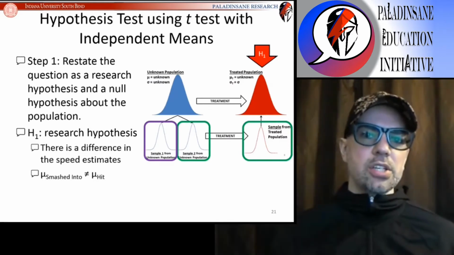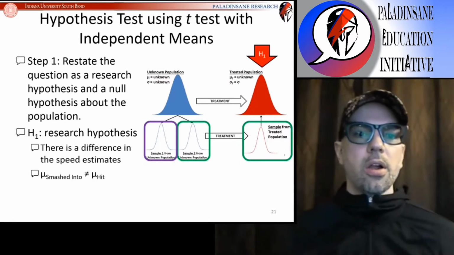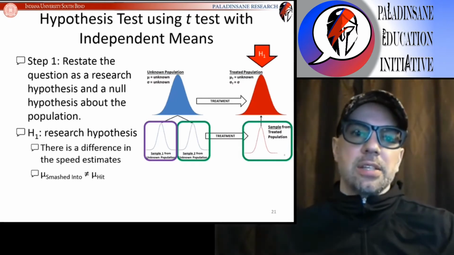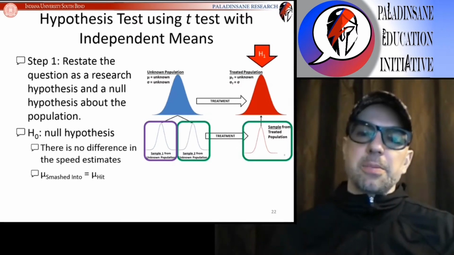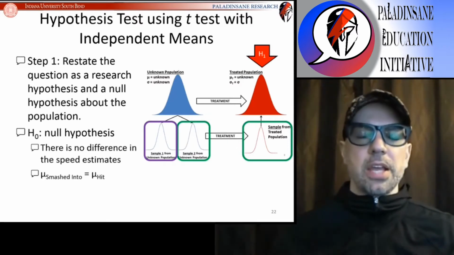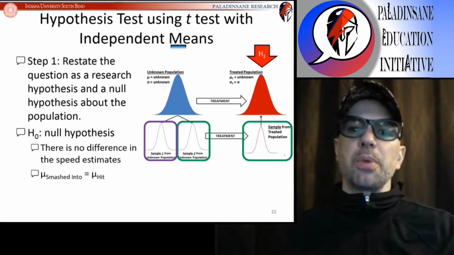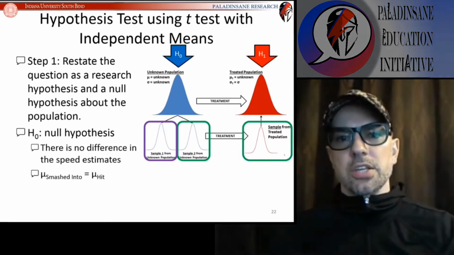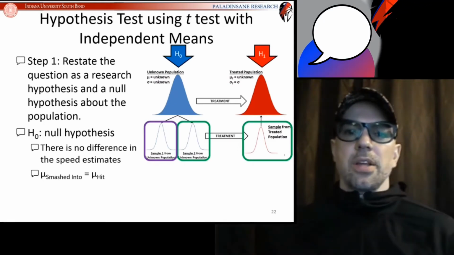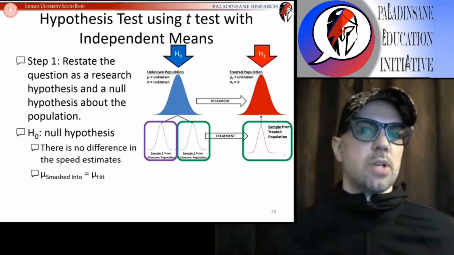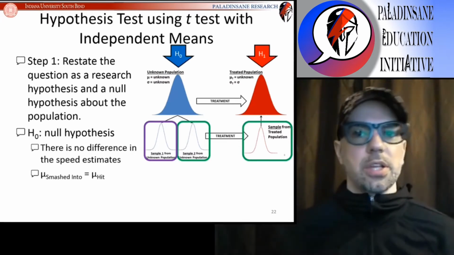So did asking the question change these subjects into this new population, or is the null hypothesis true, that instead of a difference in speed estimates, there is no difference in speed estimates? And the mean for the smashed into population equals the same as the mean for the hit population, and they both belong to that original untreated population. So there are your hypotheses. Research hypothesis, there is a difference. The two population means do not equal each other. Null hypothesis, there is no difference. The two population means equal each other.